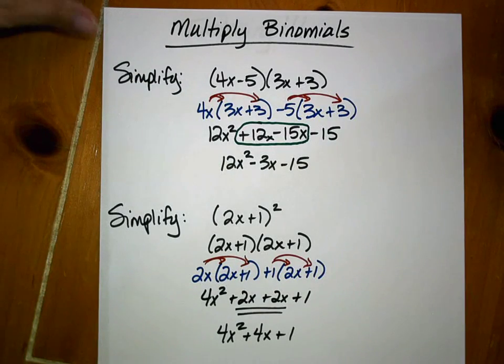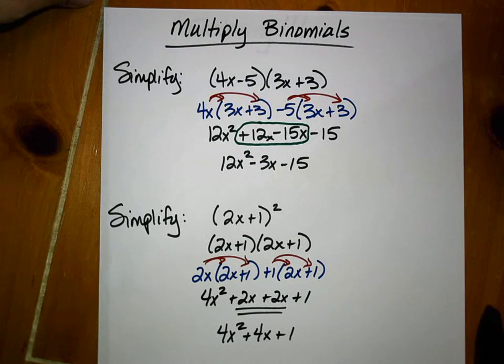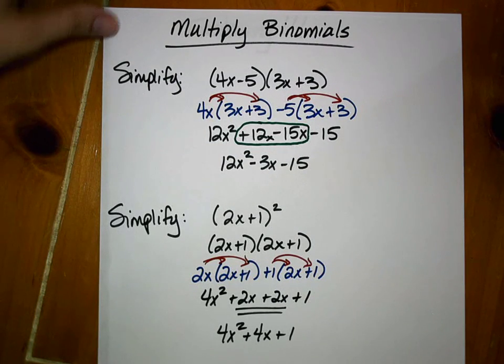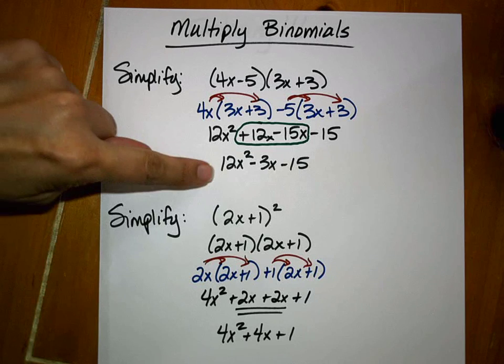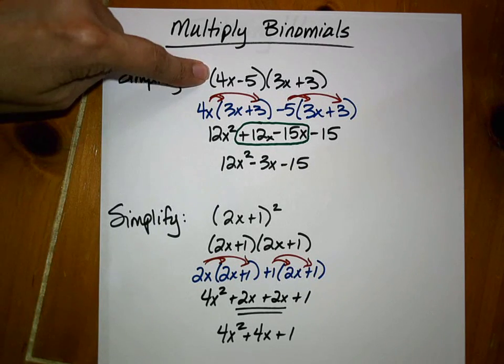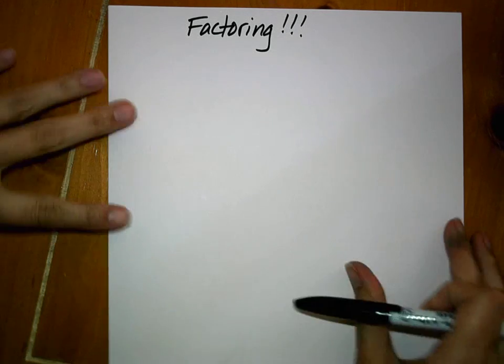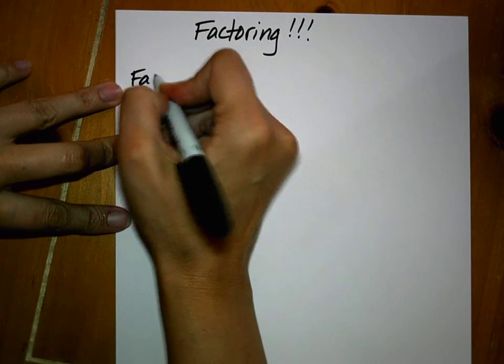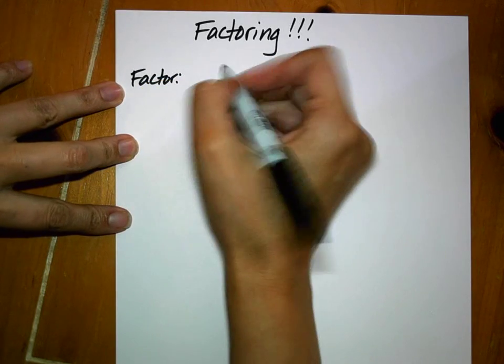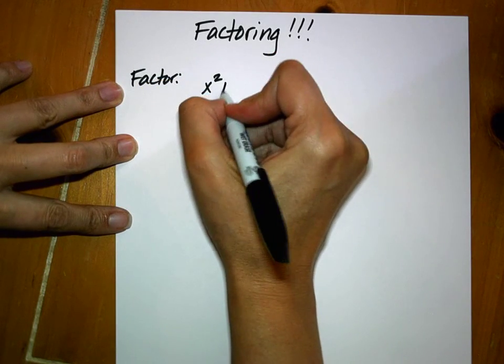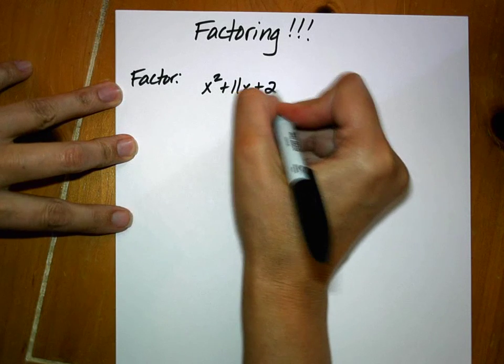Remember, I talked to you about the fact that the distributive property is multiplication and factoring is actually division. So we're going backwards now. We're going from this step backwards up to our two binomials. And the first one that we are going to factor is x squared plus 11x plus 24.